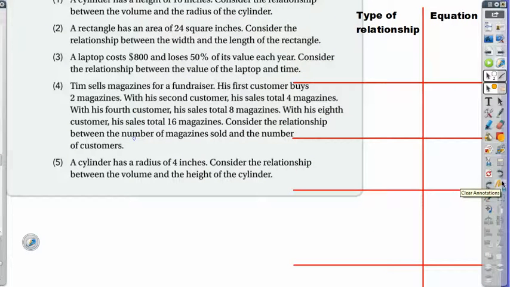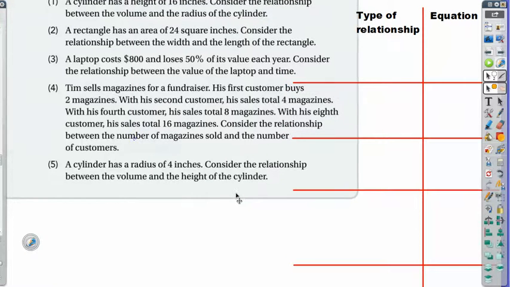Tim sells magazines for a fundraiser. His first customer buys 2 magazines. So this sounds like a job for a table. So that's customers, magazines: 1 customer, 2 magazines. Next it says his second customer, 4 magazines. Then his fourth customer has 8, and his 8th customer, 16.